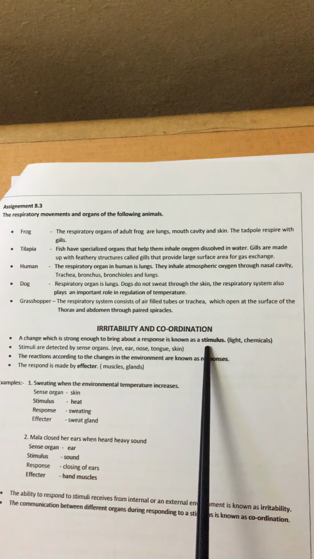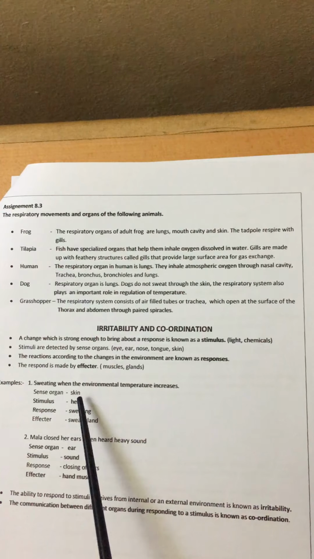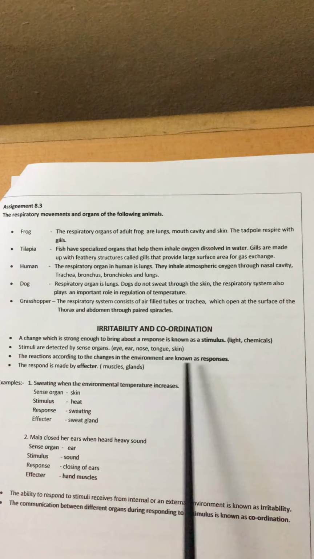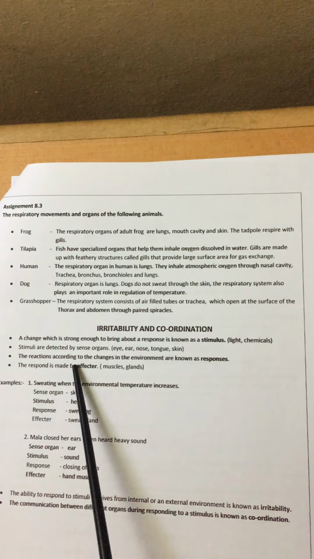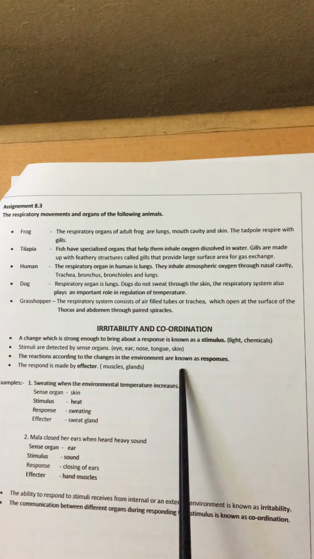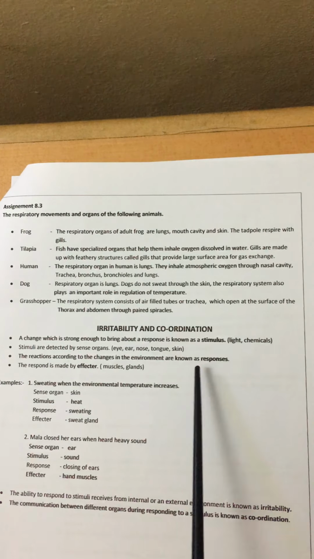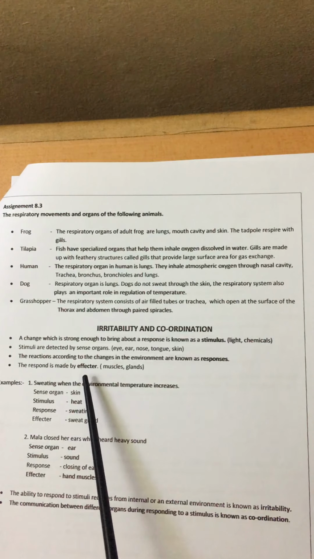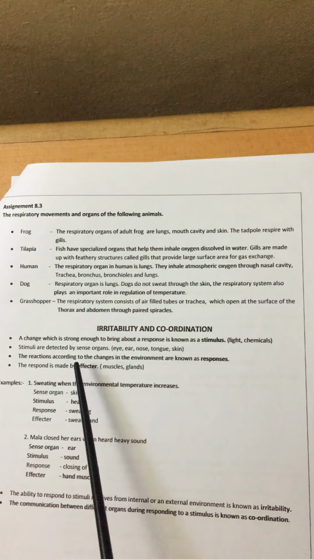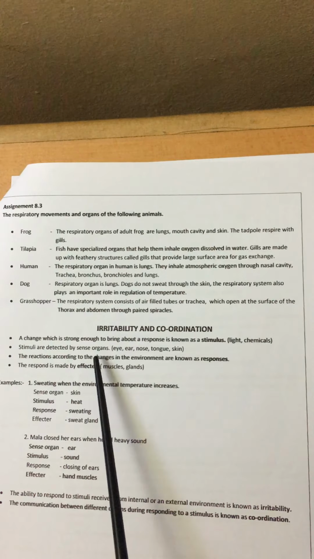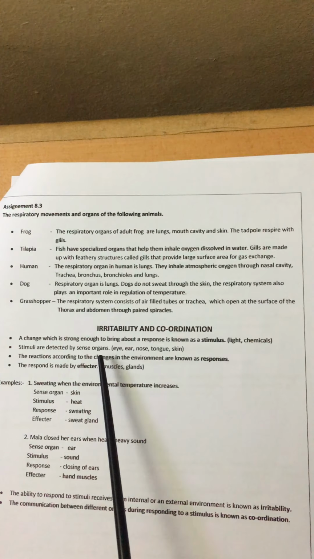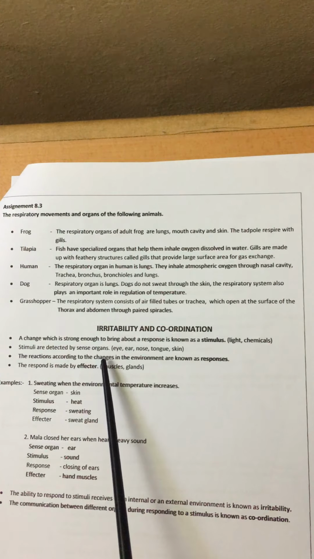Due to this stimulus, our body will react. That we call response. The reactions according to the changes in the environment are known as responses. The responses are made by effectors. Effectors are muscles or glands. Muscles and glands work as effectors. Actually, the sense organs are connected to the nervous system. So the nervous system is responsible for coordination in humans.